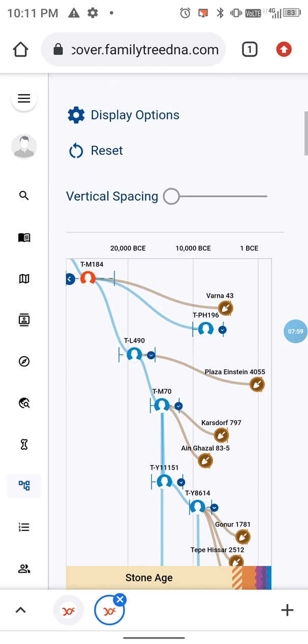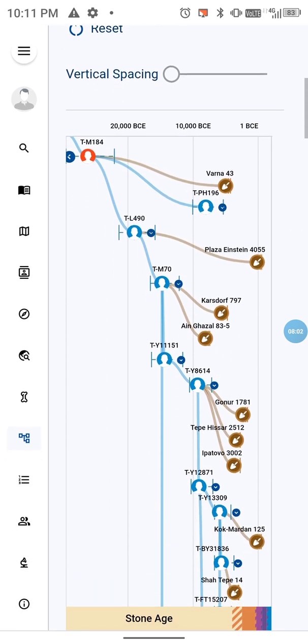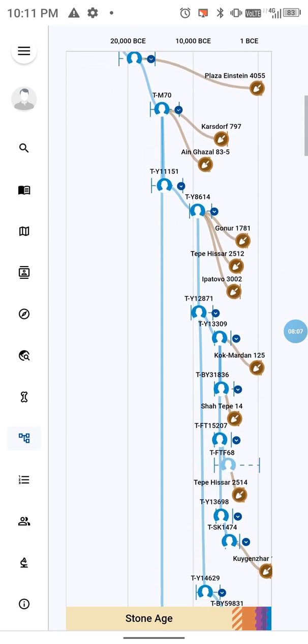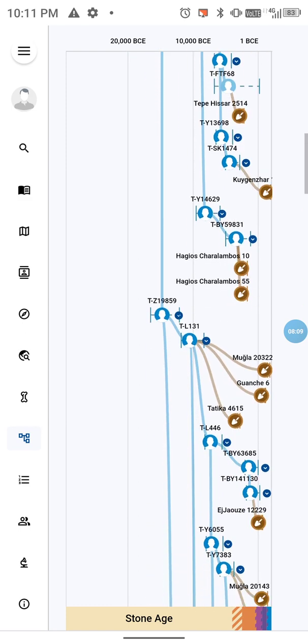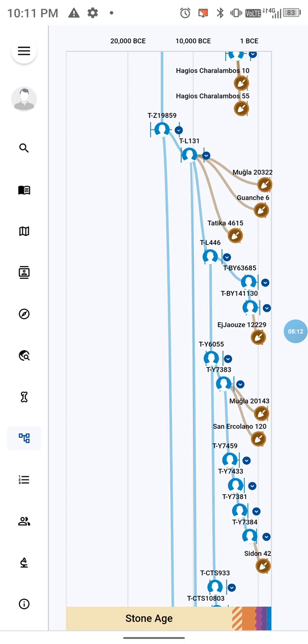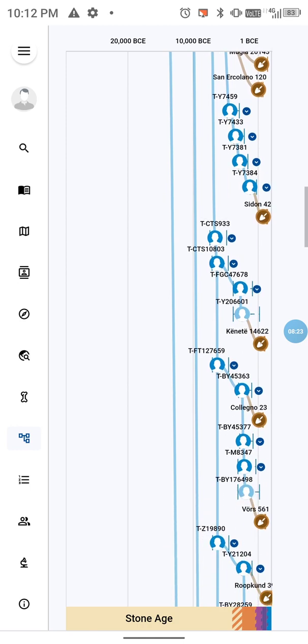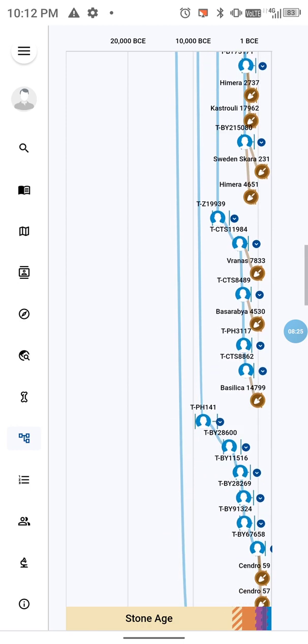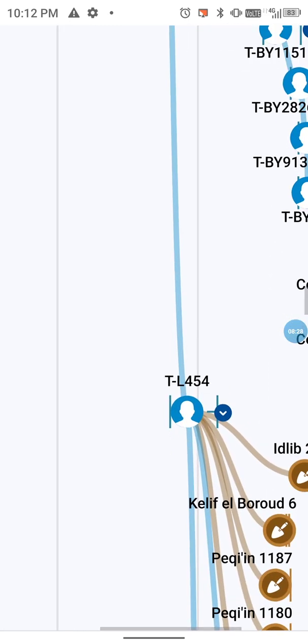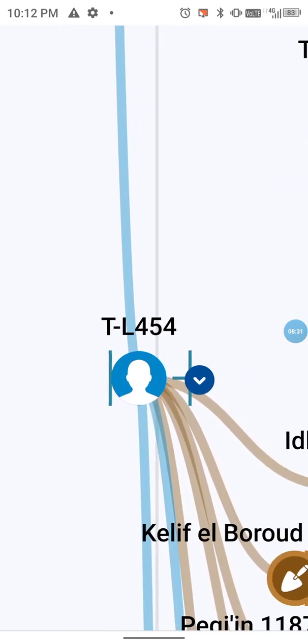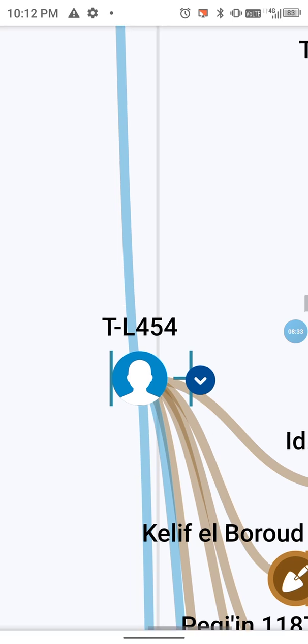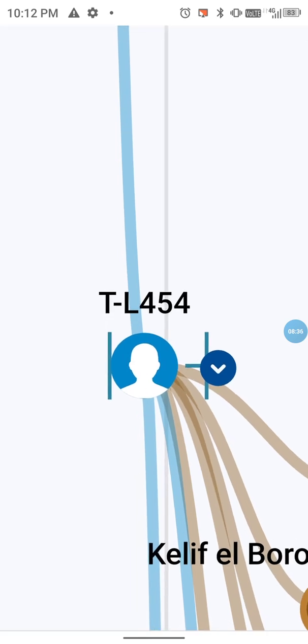Okay, so here, as you can see in the tree, you can see how the haplogroup diversifies and branches off to different SNPs. And whatever haplogroup you belong to, when you test, you're actually adding to this research and helping everybody learn more. Okay. As you scroll down, you see the line all the way on the left. And that blue line, if you follow it down, you come to an SNP, a single nucleotide polymorphism, named T-L454.